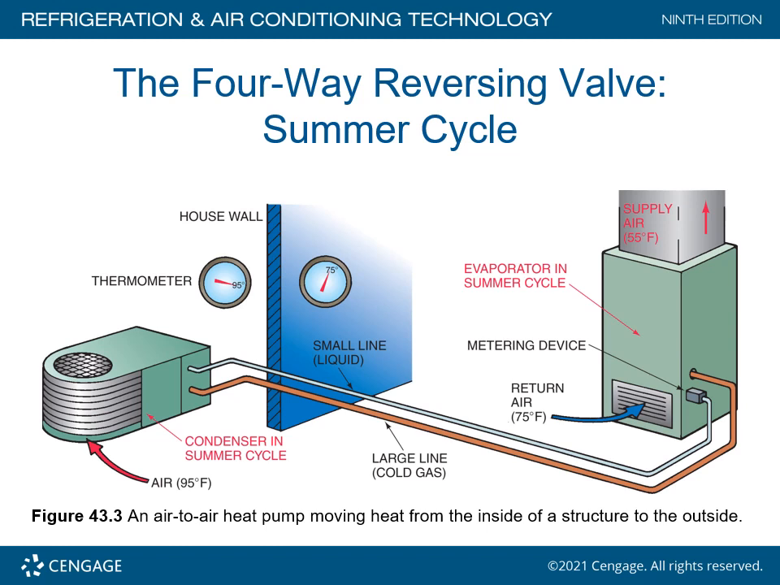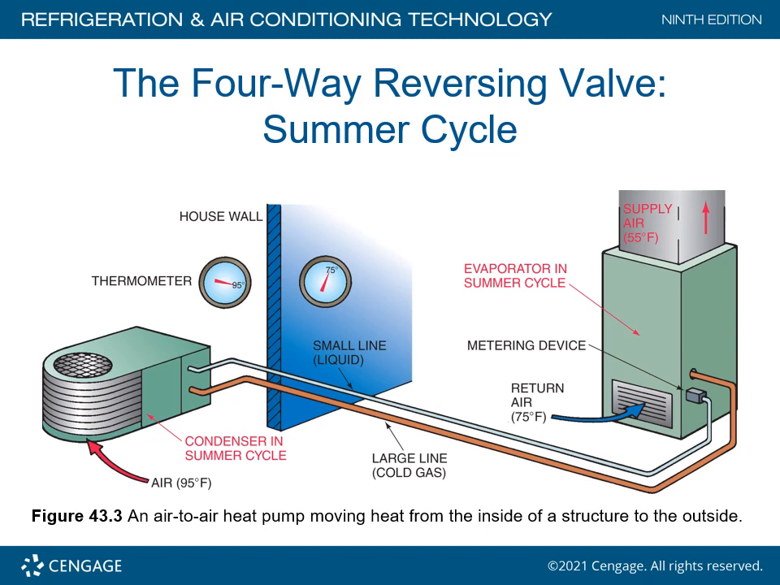Now, in the summer, it's a little bit different. We are extracting the heat, which now is about 75 degrees inside the structure. We have a metering device over here. Of course, you have your refrigerant lines, and the supply air coming off the evaporator coil should be 55. Remember, in air conditioning mode, all coils are designed for 40 degrees Fahrenheit, okay?